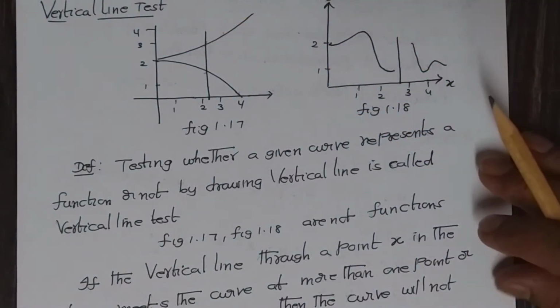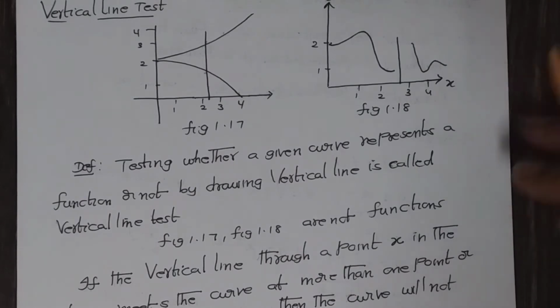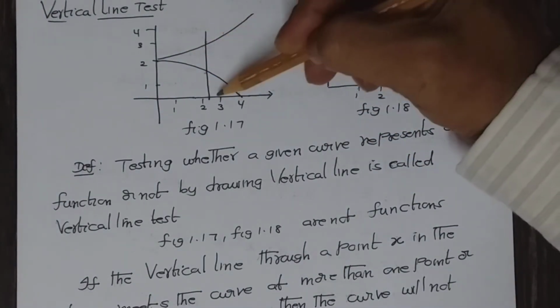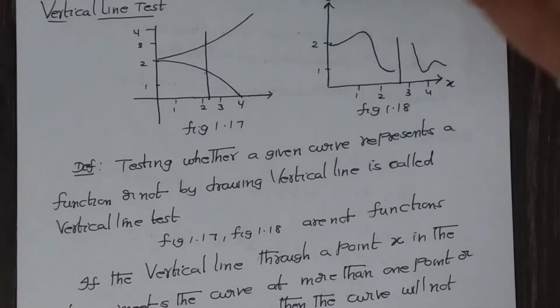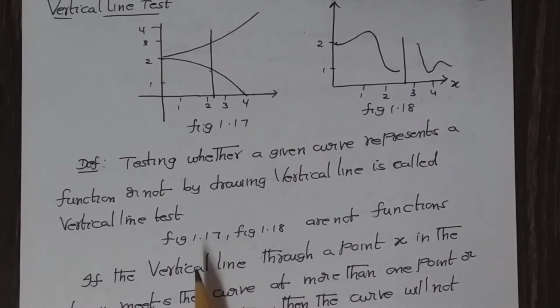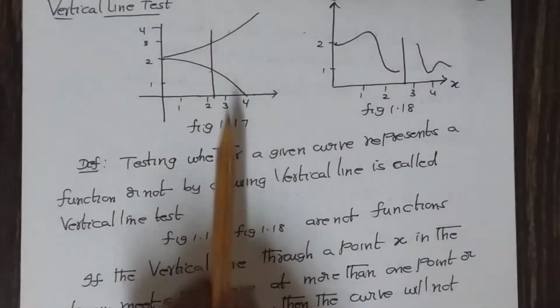The definition also I told: for the same x, you should not have more than one image. That means, for example, this is 2.3 comma 1 point something, and 2.3 comma 3. So it's not possible because the first coordinate is repeated. So it is not a function. That is what they told about the first curve, figure 1.17, because it is cutting the curve at 2 points.